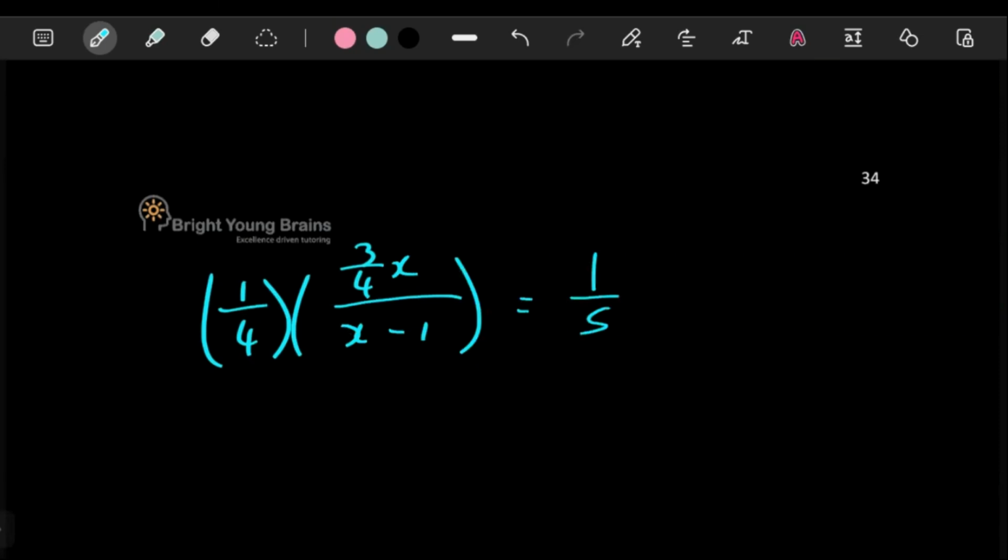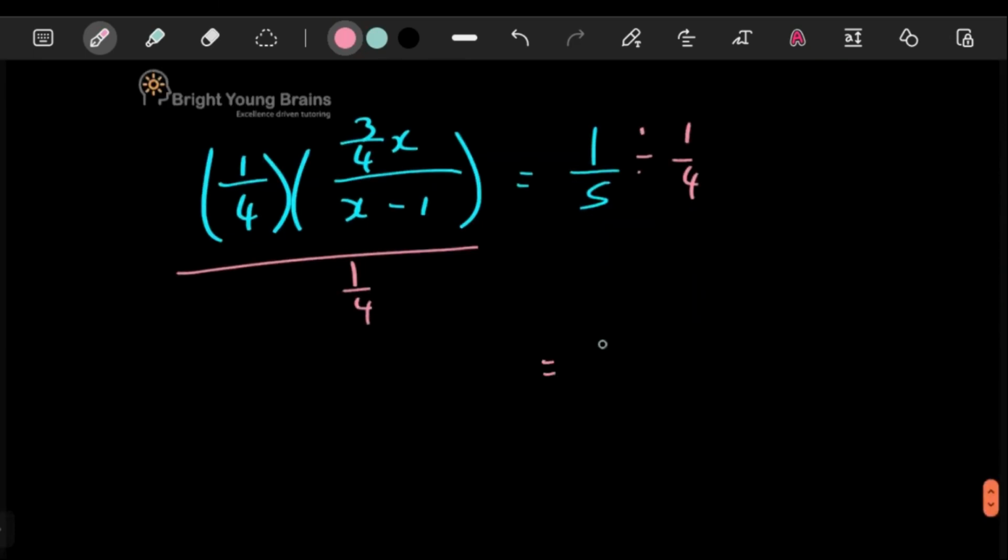That being said, we need to be careful. Let's get rid of the quarter actually. Divide by a quarter here, divide by a quarter. This is going to give us 4 over 5. And then this here is like 3 over 4X.